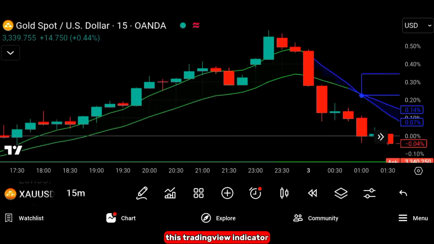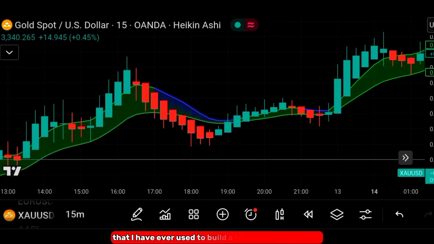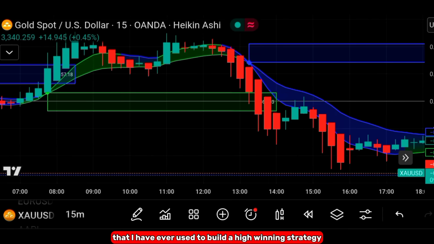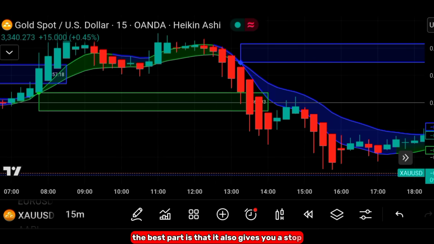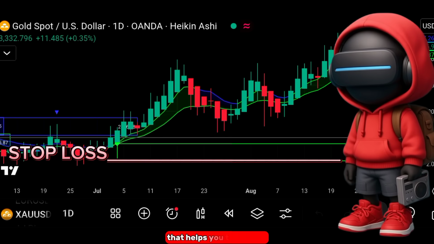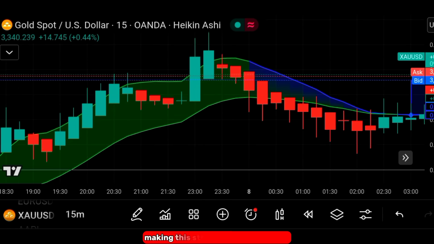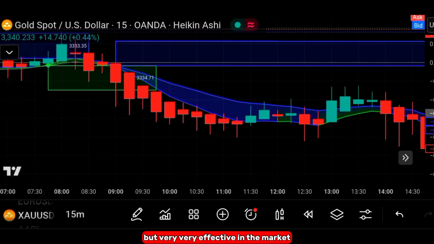This TradingView indicator is the mother of all TradingView indicators. This is the most powerful indicator that I have ever used to build a high winning strategy. This indicator does not only give you perfect trading signals. The best part is that it also gives you a stop loss target for all your trades, making it seem like you are trading with a robot that helps you to identify and take all your trades automatically, making this strategy a very easy one, but very effective in the market.